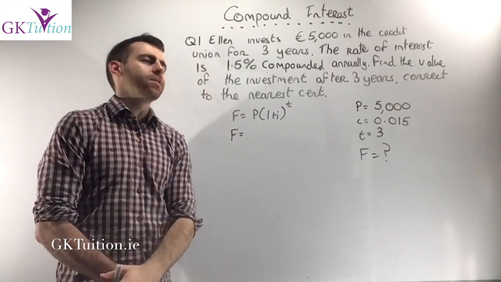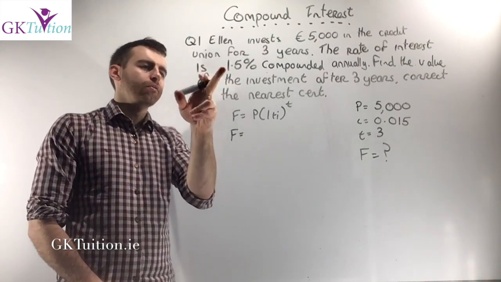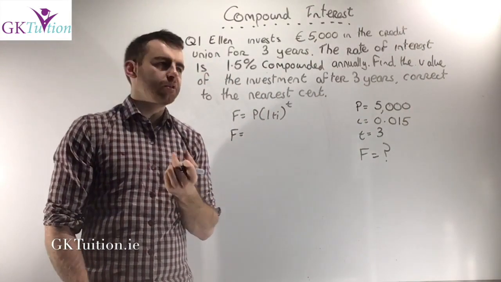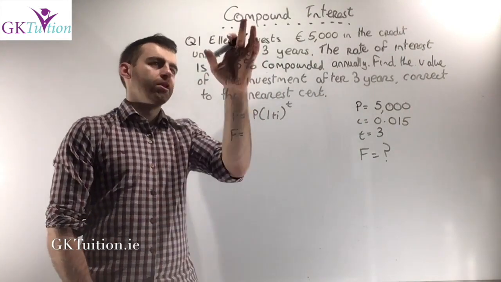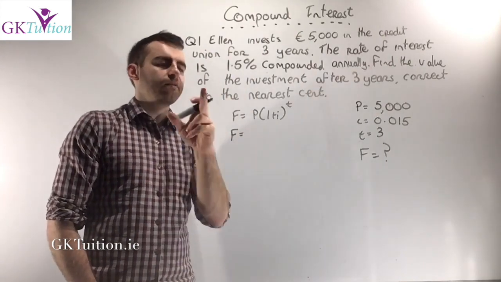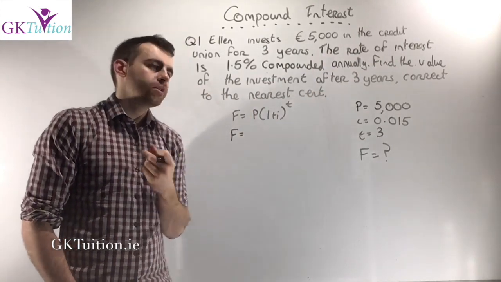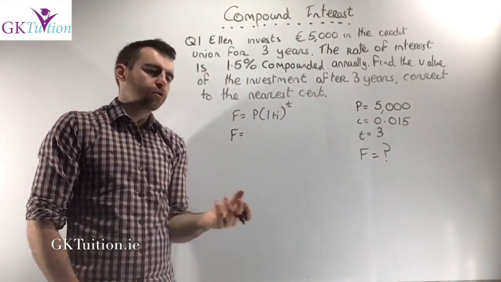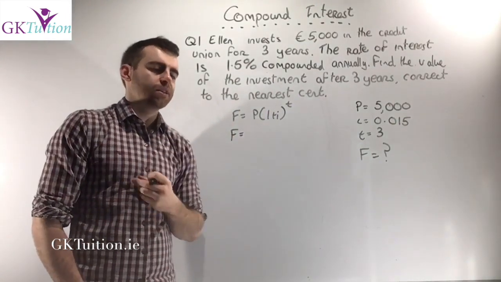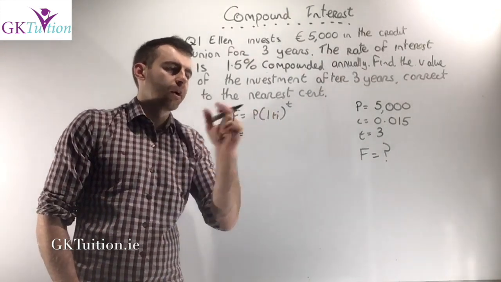We're told that Ellen invests €5,000 in the credit union for 3 years. The rate of interest is 1.5% compounded annually. That means that compound interest is applied once every year. It means you can use your compound interest formula and interest comes once a year. Find the value of the investment after 3 years correct to the nearest cent. Once you see compound interest, you should realize that we're talking about this formula. You go to page 30 in your maths tables and it tells you that the final value is equal to the principal times 1 plus I to the power of T.